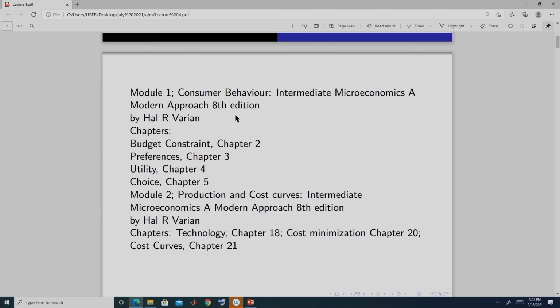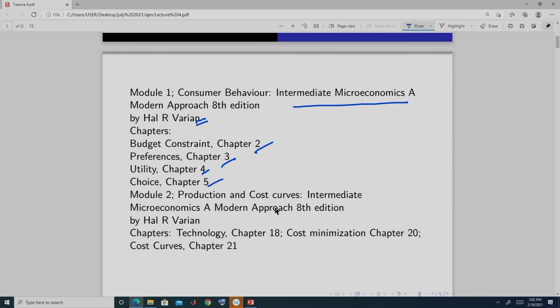Before that, let me first give you some references for consumer behavior, that is module 1. You can follow this book if you want to follow a book: Intermediate Microeconomics, A Modern Approach by Hal Varian, 8th edition, and the specific chapters you can go through are chapter 2, chapter 3, chapter 4 and chapter 5. Or alternatively, the PowerPoint slides that you will get are sufficient for this portion.